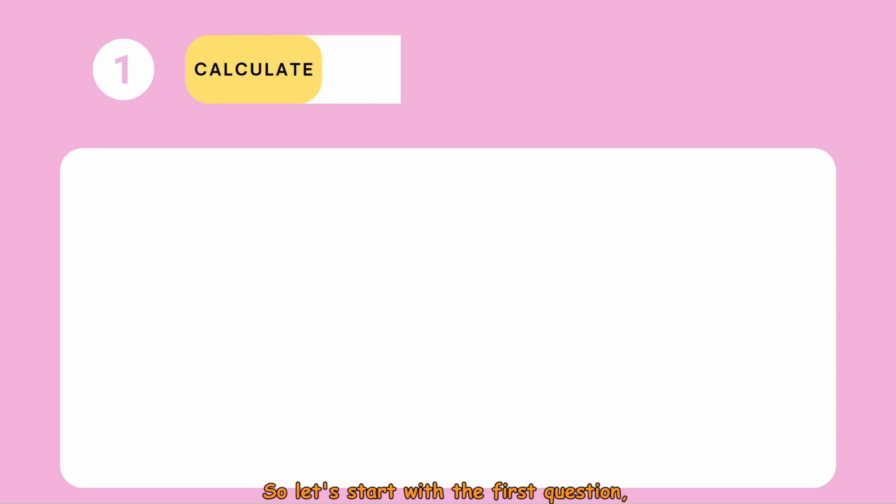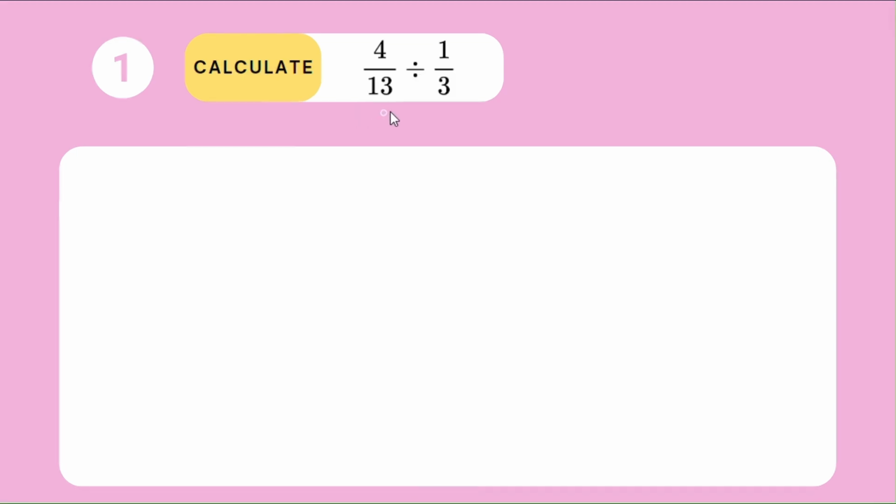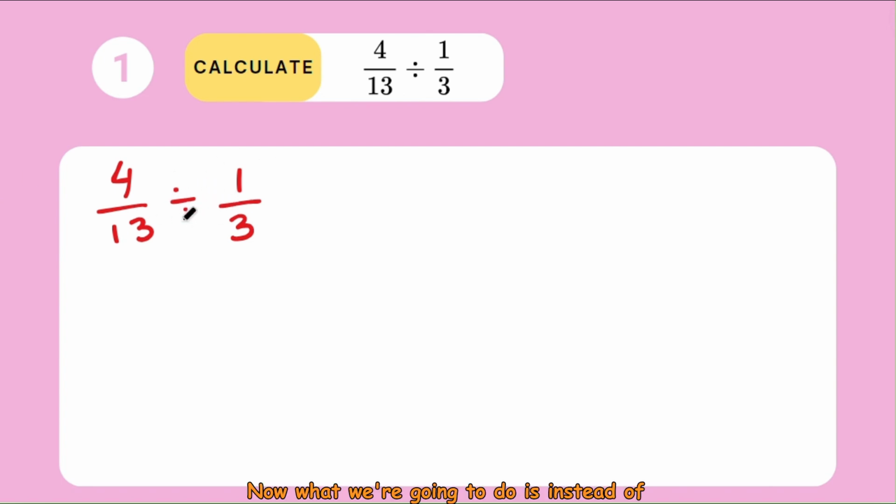So let's start with the first question, which is calculate 4 over 13 divided by 1 over 3. So now I'm going to write my question again. So 4 over 13 divided by 1 over 3. Now what we are going to do is, instead of dividing fractions, it's easier to multiply them. So we are going to swap this fraction. So 3 will go as a numerator and 1 will come as a denominator, and this division sign will change into a multiplication sign. So I'm going to write this fraction again in this manner.